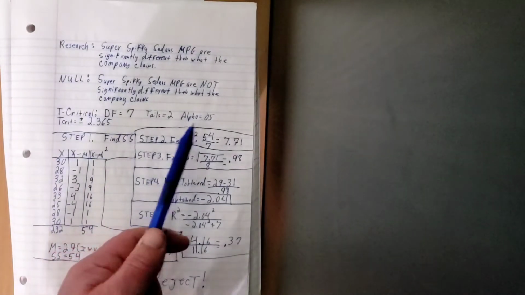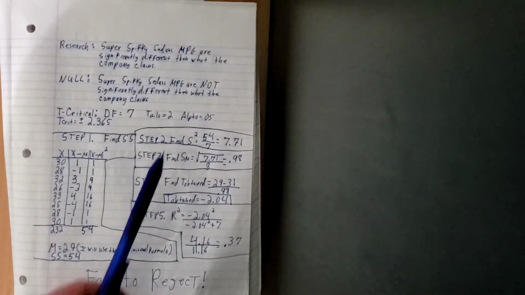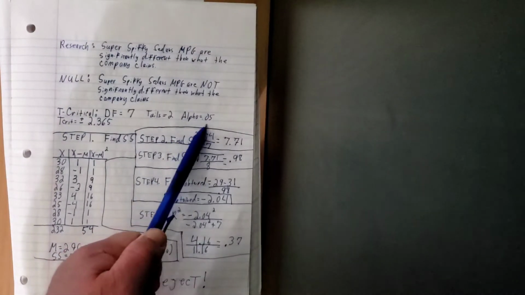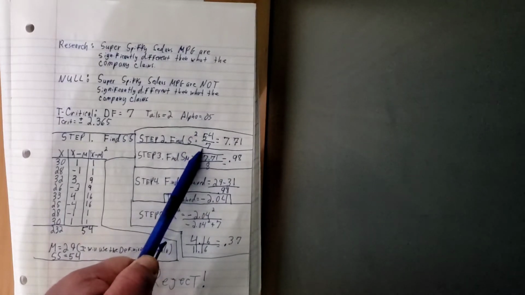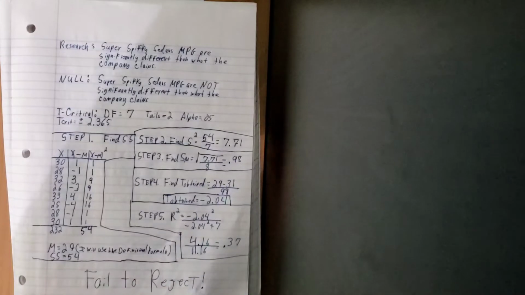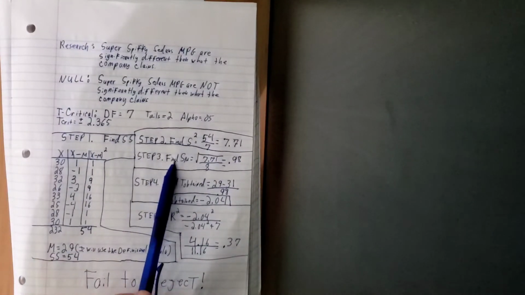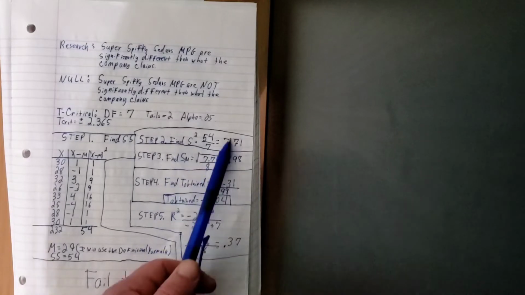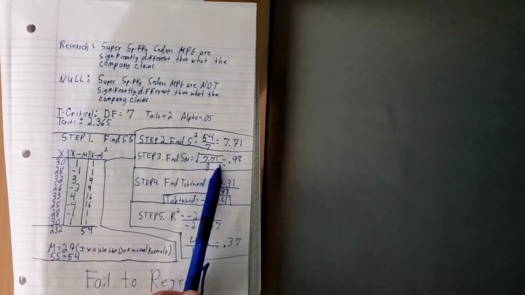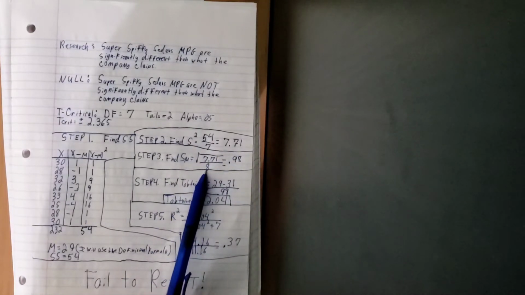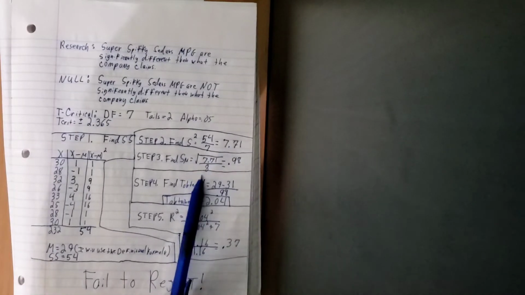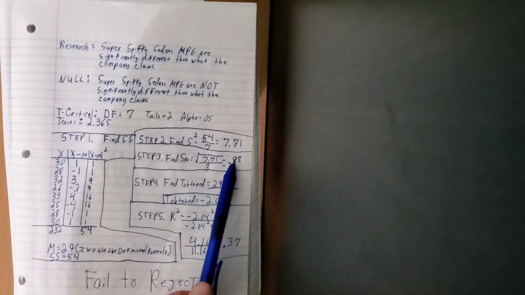Okay, step 2. Find the variance. The variance of a sample is the sum of squares divided by n minus 1, or the sum of squares divided by degrees of freedom. So 54 divided by 7 is 7.71. All right, next we need to find the standard error. That is simply the square root of the variance over n, the number of subjects in that sample, and you get that number.